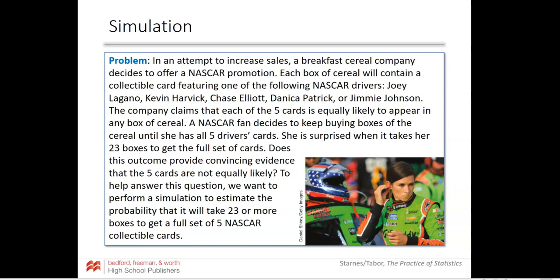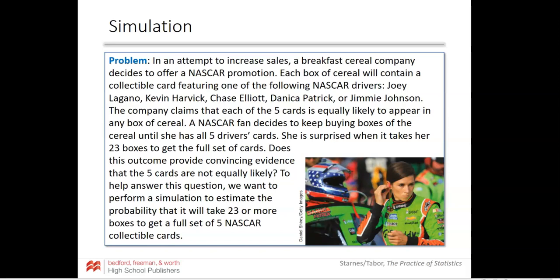So a NASCAR fan decides to keep buying boxes of cereal until she has all 5 drivers' cards. She is surprised when it takes 23 boxes to get a full set of cards. Maybe she's just unlucky. Maybe they didn't make an equal number. I don't know what the situation is. So does this outcome provide convincing evidence that the 5 cards are not equally likely?